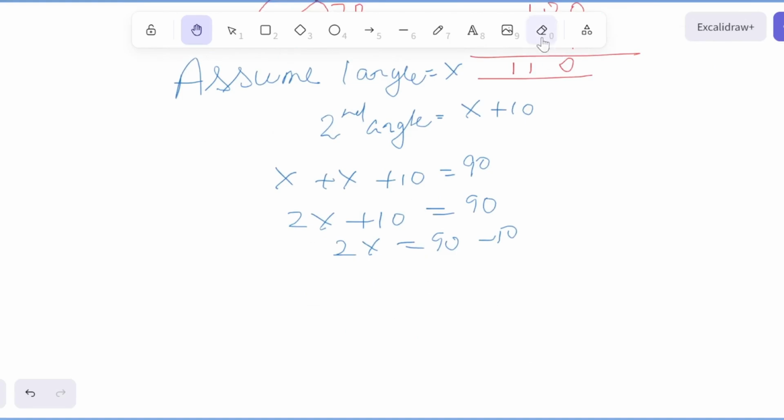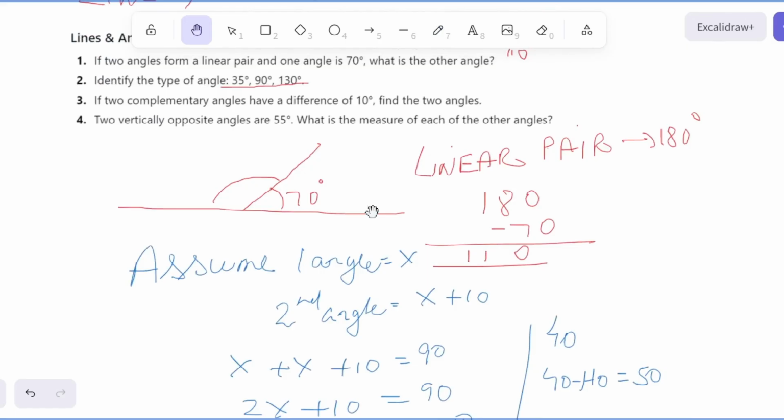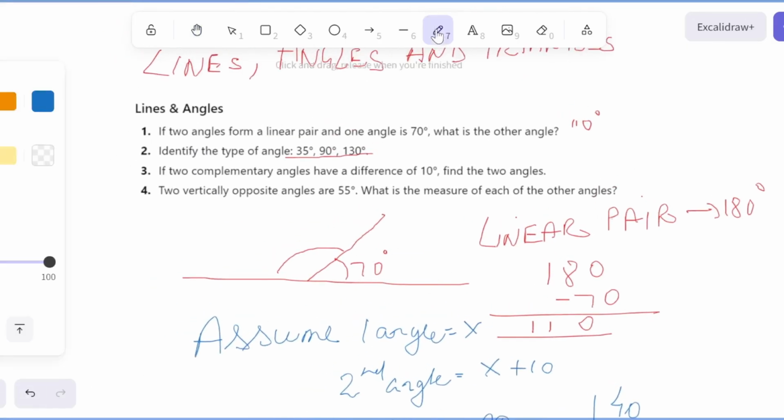and then 2x equal to 80, and x equal to 80 divided by 2, which is 40, right? So one angle is 40, the other will be 40 plus 10, 50, right? Yeah, 50. So what are the answers to this question? 40 and 50, right? Yes. Okay, the next one.